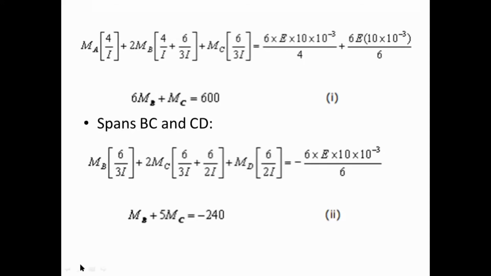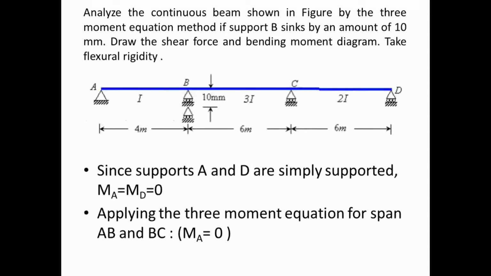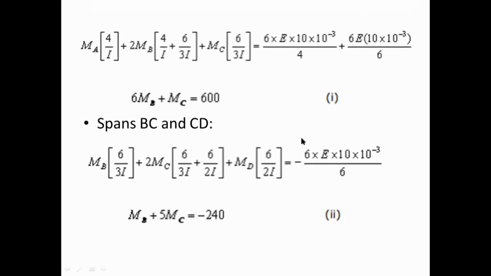Now the same equation is applied for spans BC and CD, and it is further simplified. Please remember, for the CD span delta is 0. There is no sinking of support C. Only support B sinks down, not C. However, for the BC span delta is there, and it will be taken minus. Here we have taken plus. Please remember. So MB plus 5 times MC is equal to minus 240.